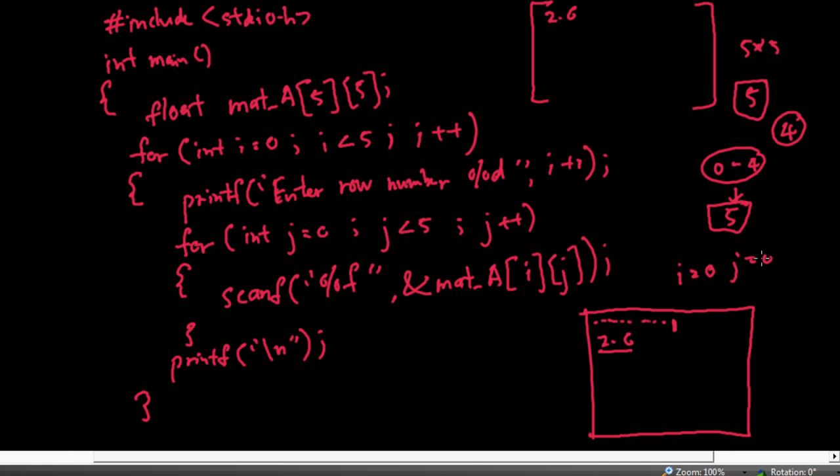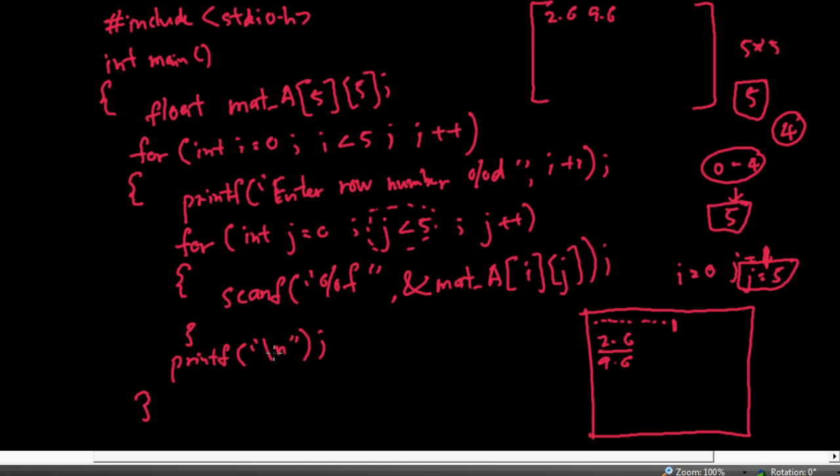In here, j is less than 5. So j++, j is now equal to 1. So scanf, the user enters, let's say, 9.6. And it goes into matA[0][1]. 0,1 is here, 9.6. Then it goes on and on again until j reaches 5. When j is 5, it's out of the condition already. So it goes to the next line.